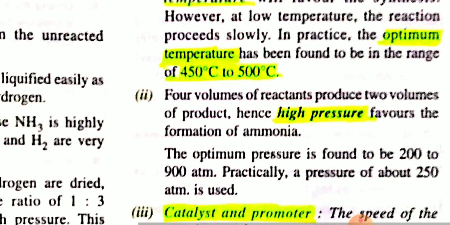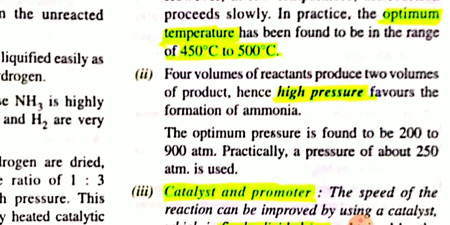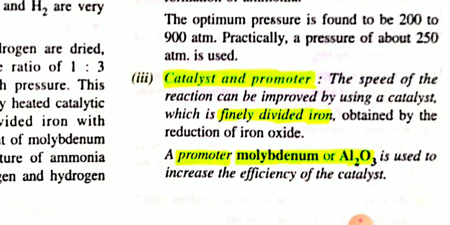degrees Celsius. Second, in this reaction, 4 volumes of reactants produce 2 volumes of product. So high pressure favors the formation of ammonia gas, and the optimum pressure is found to be 200 atm to 900 atm. Practically, a pressure of about 250 atm is used. As for catalyst and promoter, the speed of the reaction can be improved by using a catalyst which is finely divided iron, and a promoter, molybdenum or aluminum oxide Al2O3, is used to increase the efficiency of the catalyst.